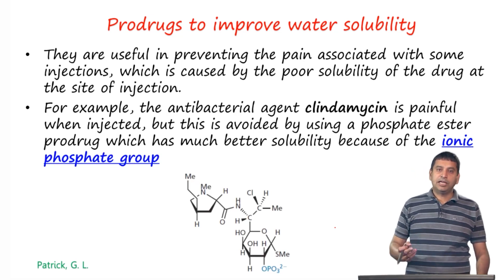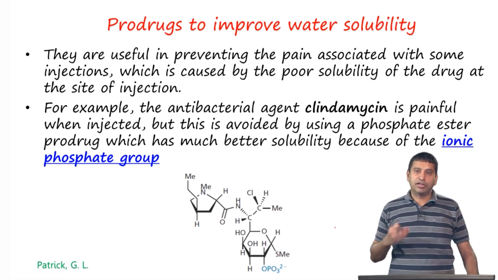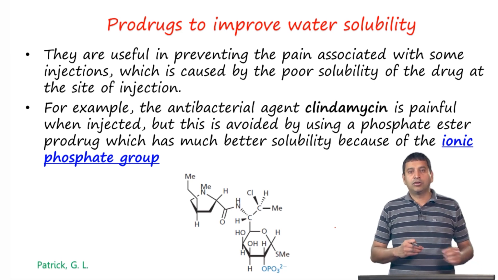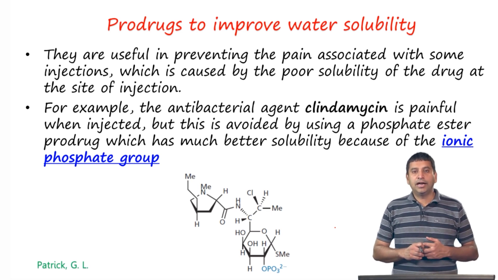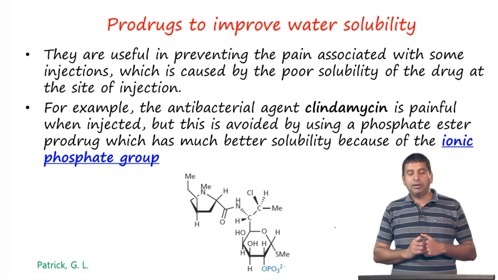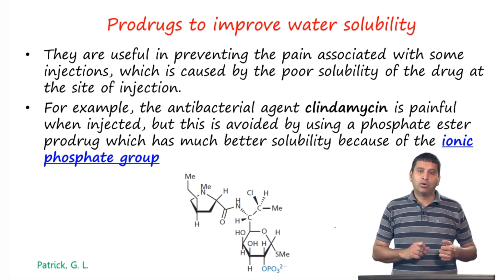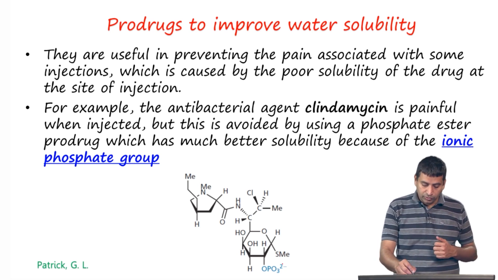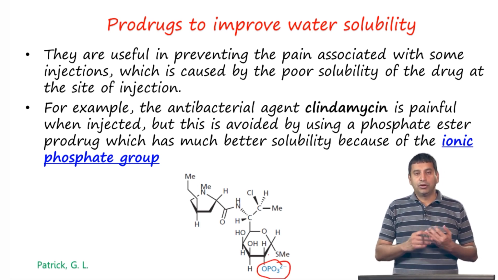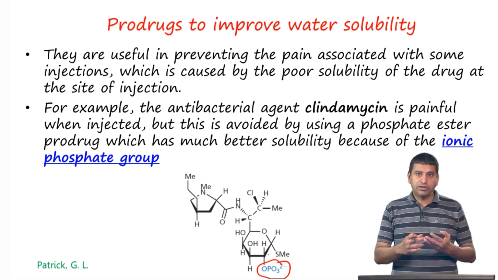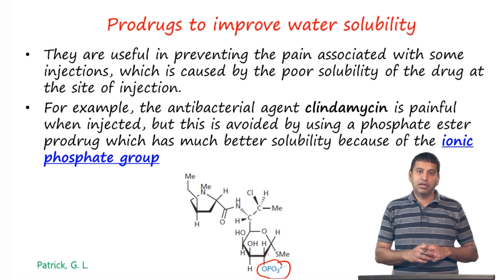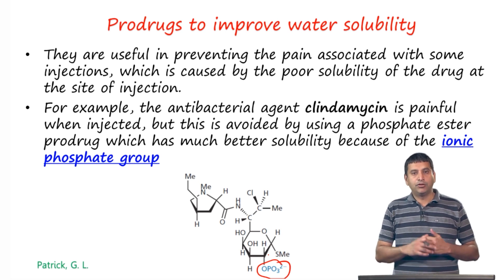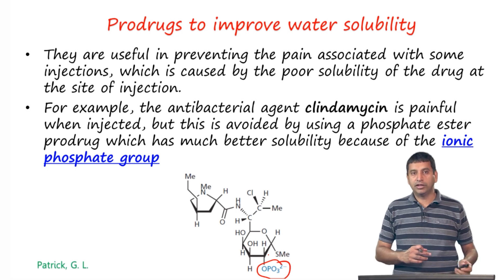Also, sometimes molecules given at the injection site can cause some pain because of poor solubility, and we also mentioned that it can precipitate. For example, in this molecule called clindamycin, this drug is very painful when it is injected. So, in order to avoid this, it has been converted to a phosphate ester. Because it has a phosphate ester, it is quite ionic and water soluble, and so when it is injected, it goes into the bloodstream without any precipitation. Because of the better solubility, this is much better tolerated when it is injected.